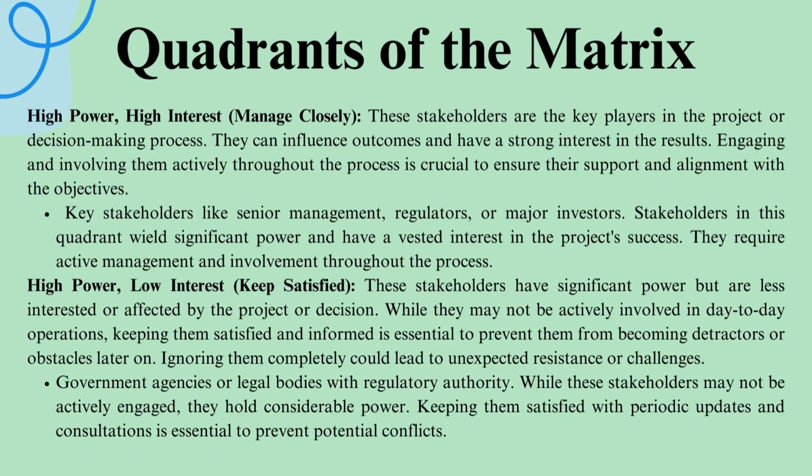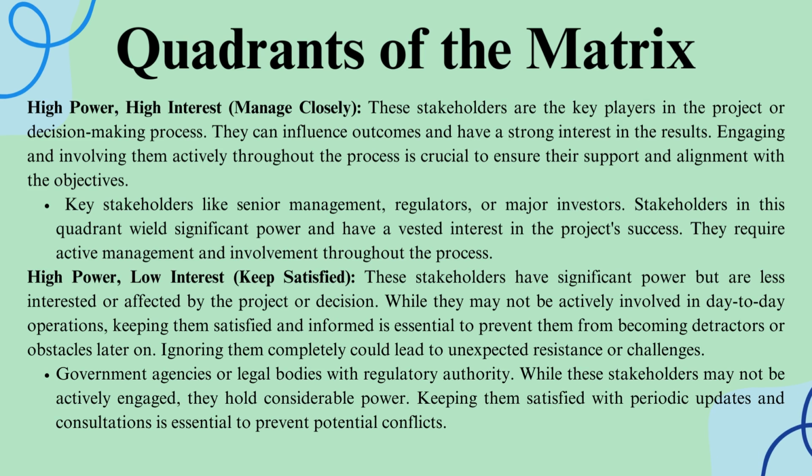Moving on with quadrants of the matrix. High power, high interest: manage closely. These stakeholders are the key players in the project or decision-making process. They can influence outcomes and have a strong interest in the results. Engaging and involving them actively throughout the process is crucial to ensure their support and alignment with the objectives.